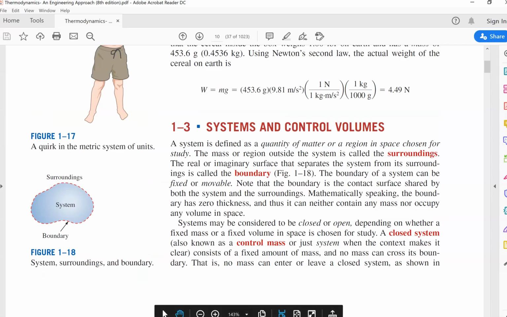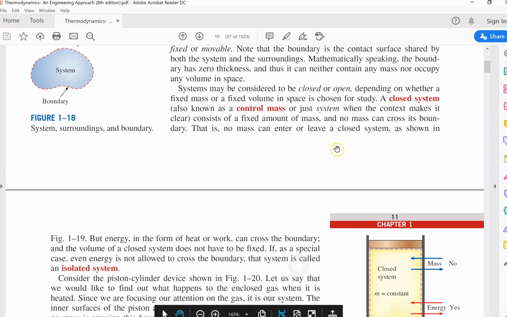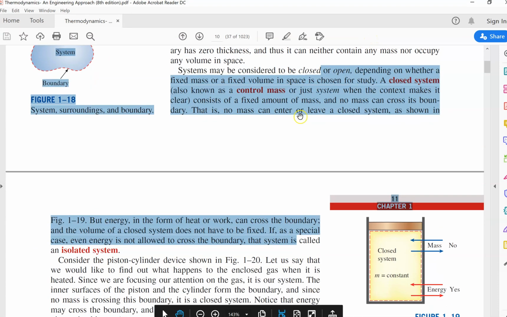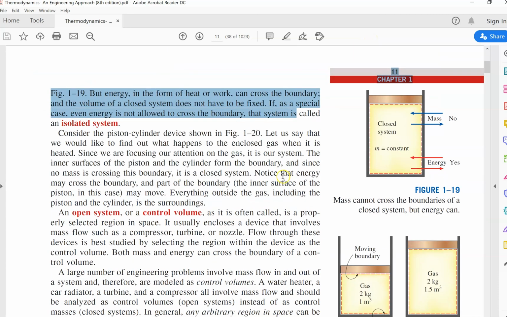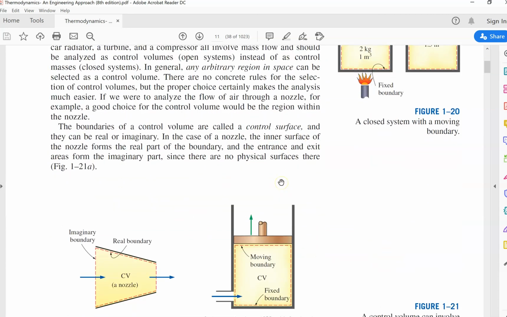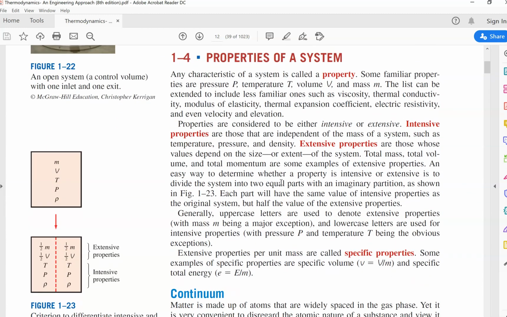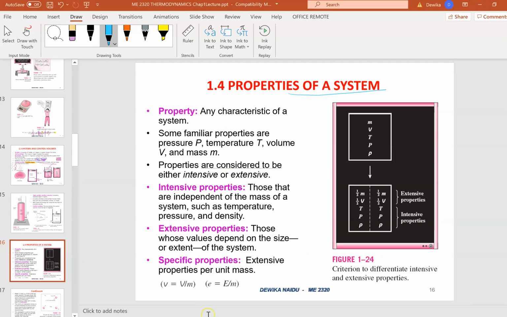If you see, all this is covered. You can just read up your textbook. The textbook's explanation is more elaborate compared to your lecture notes. Okay, so we're going to go into 1.4, which is the properties of a system.